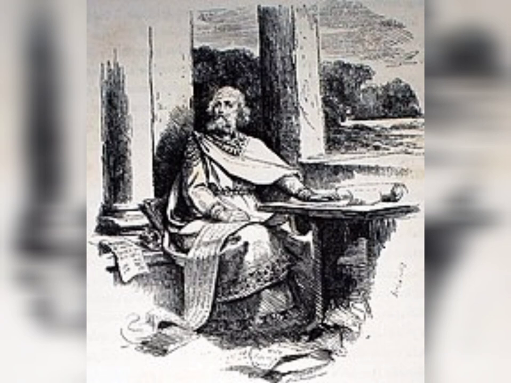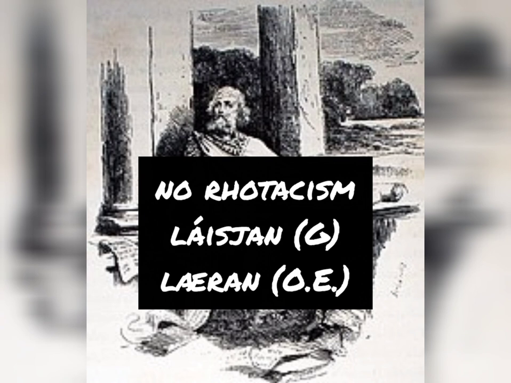Gothic does not show the effects of rhoticism, which other Germanic languages display. Through this change, a proto-Germanic Z became an R in most of the Germanic daughter languages. Just think of the verb to learn and compare it with the verb in Gothic.